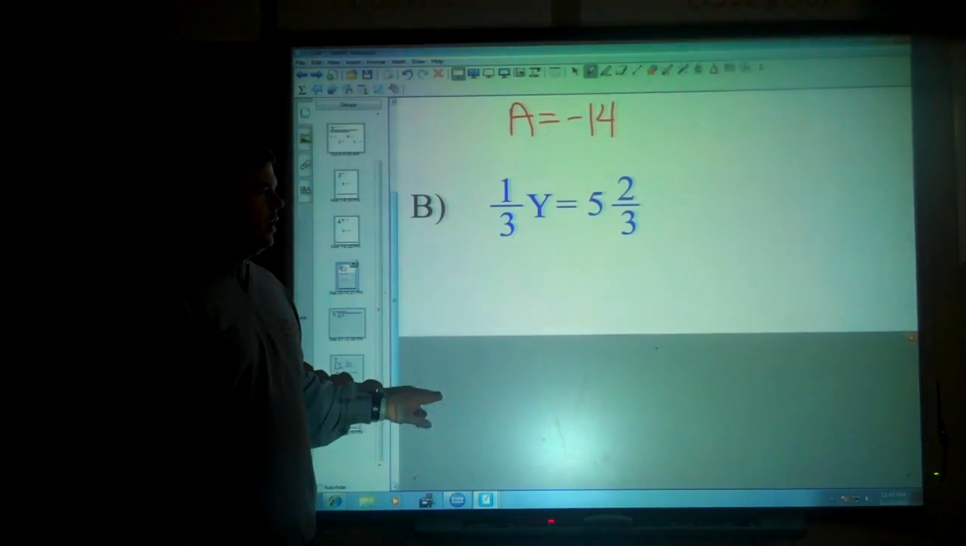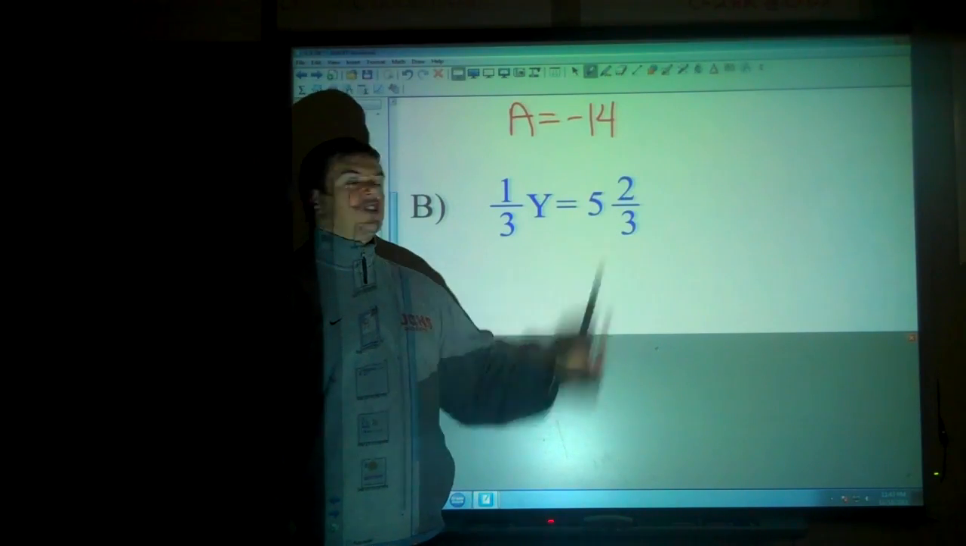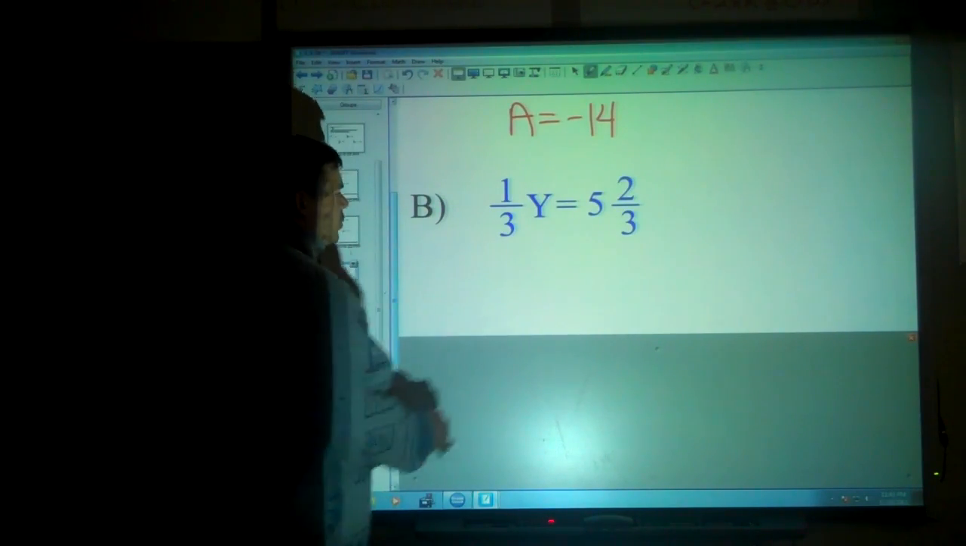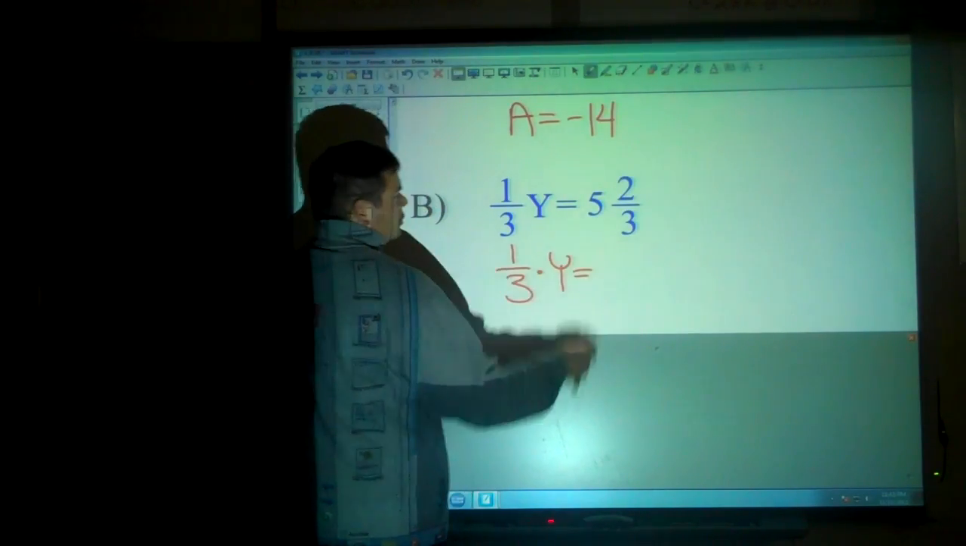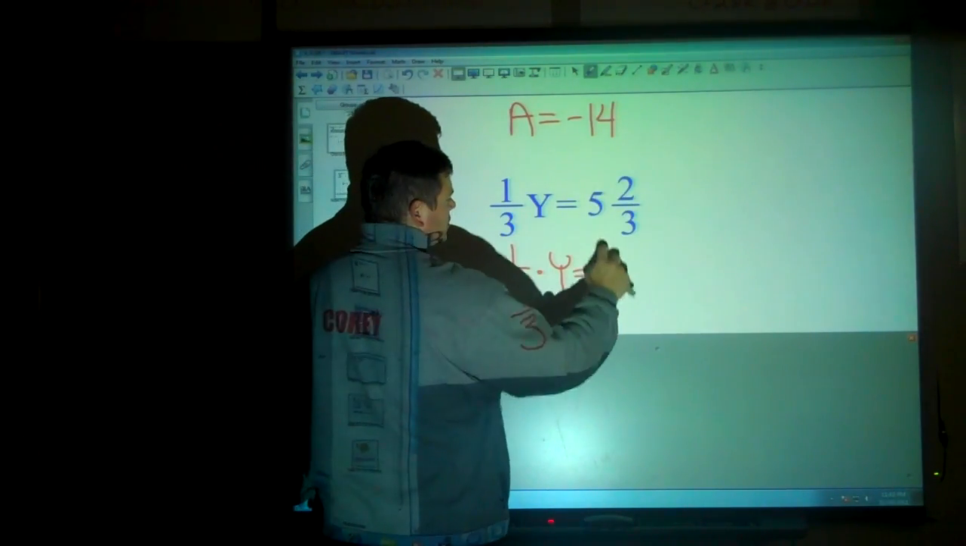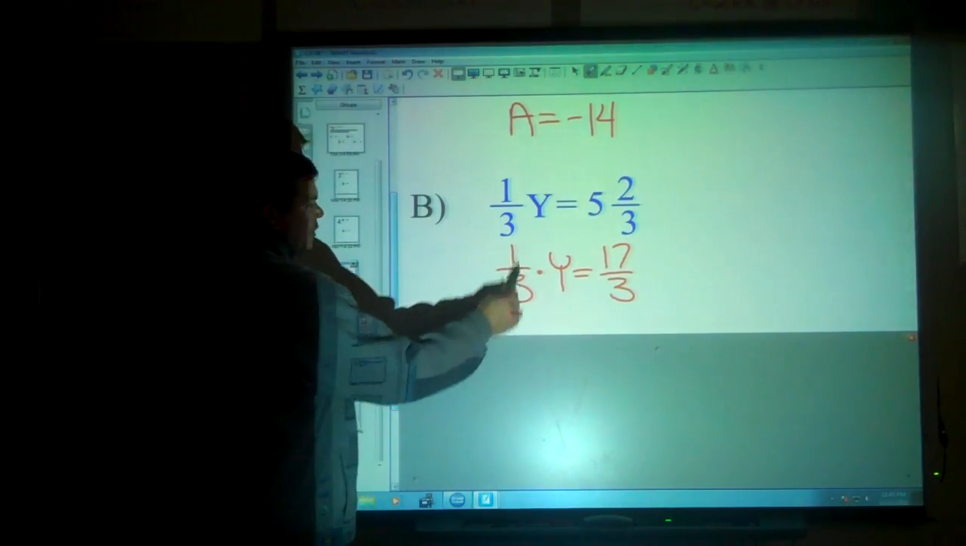Alright, little trick here because over here you have a mixed number. I might recommend that you change that mixed number into an improper fraction. So we're really dealing with 1/3 times y is equal to 5 times 3 is 15 plus 2 is 17 thirds. Now you want to get rid of this 1/3.